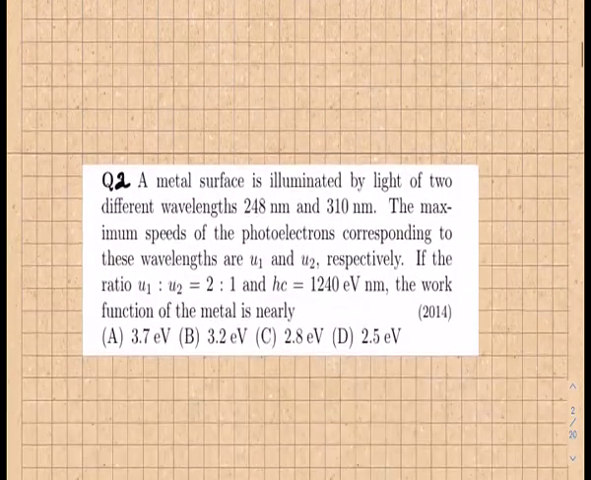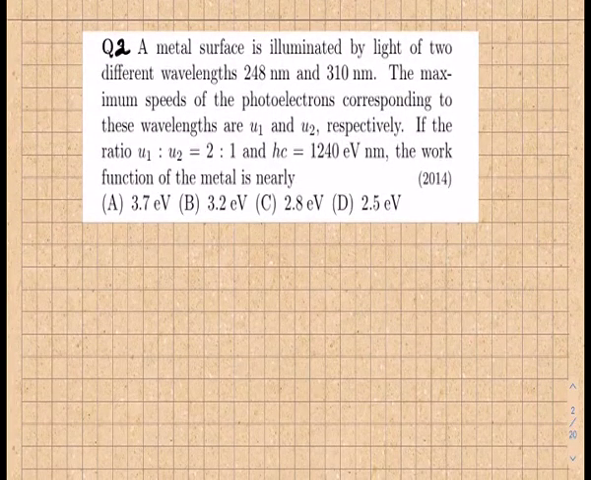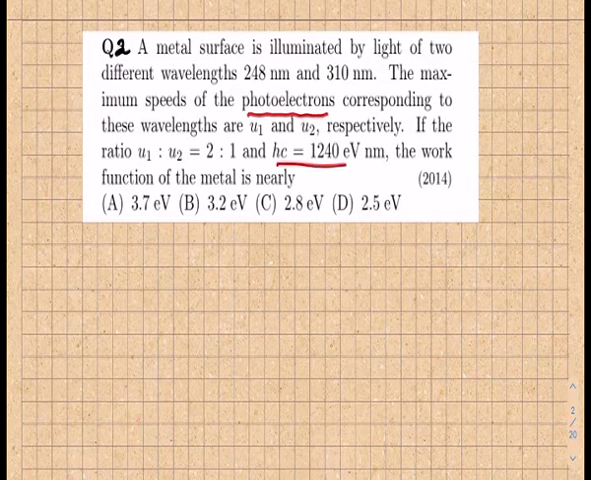Okay, now let us do this problem. A metal surface is illuminated by light of two different wavelengths, 248 nanometer and 310 nanometer. The maximum speeds of the photoelectrons corresponding to these wavelengths are u1 and u2 respectively. If the ratio u1 to u2 is 2 to 1 and hc is equal to 1240 electron volt nanometer, the work function of the metal is nearly. So basically in this 2014 JEE problem, you are asked to find the work function of the metal.